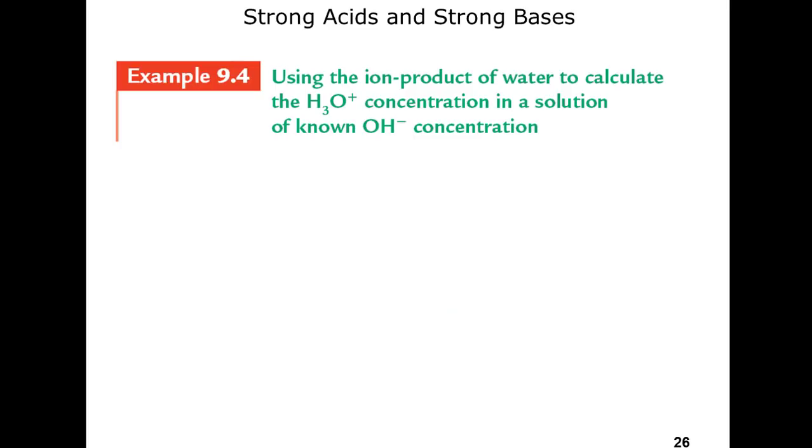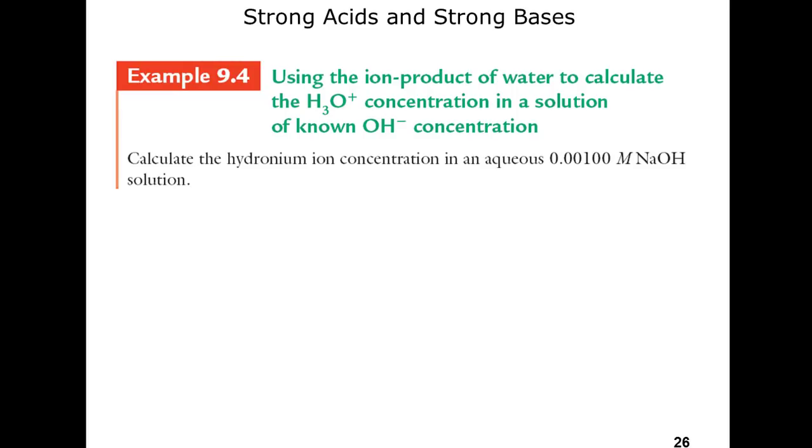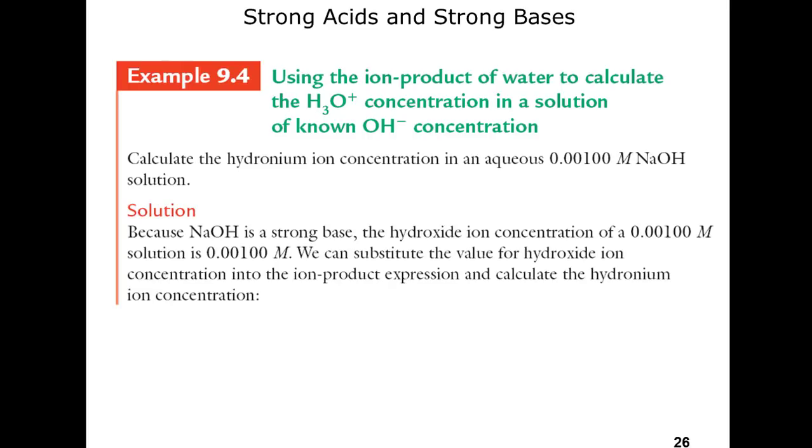Okay, now let's get into some slightly more complicated calculations. Here we will use the ion product of water, 1 × 10⁻¹⁴, to calculate hydronium ion concentration from a given hydroxide ion concentration, and vice versa. So in this case, we're going to calculate the hydronium ion concentration for a 0.001 molar sodium hydroxide solution. We know that sodium hydroxide is a strong base, and therefore a 0.001 molar solution of sodium hydroxide will give us a 0.001 molar solution of hydroxide ion.